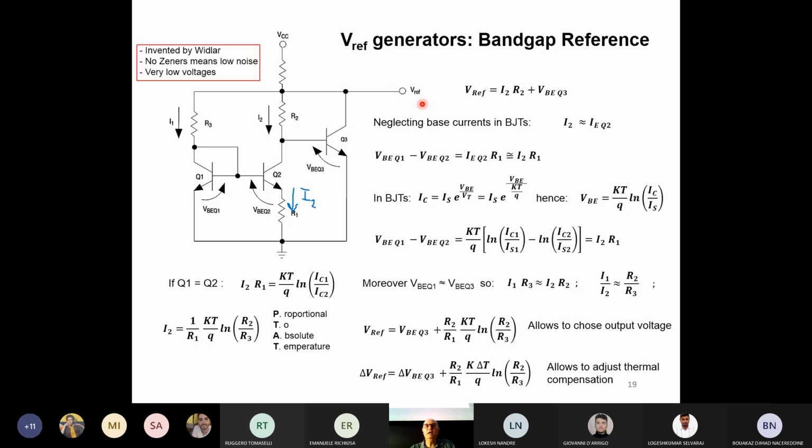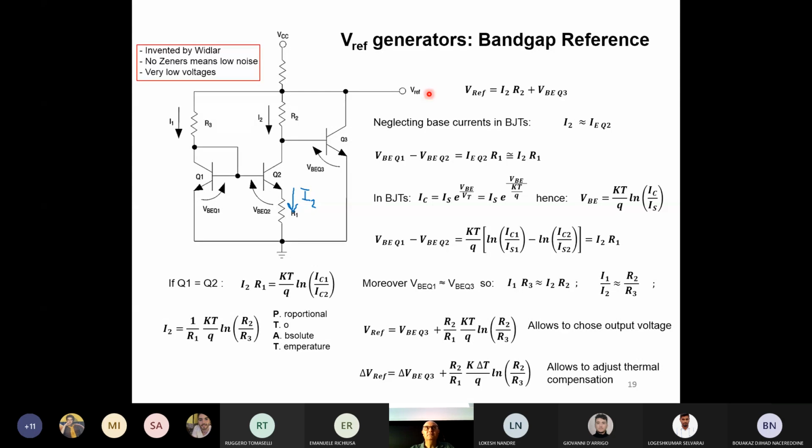Actually, the output current should come through this resistor, so we must be accurate. Usually, if you don't want any problem with the current, we just connect this circuit to a high impedance voltage buffer. So the circuit works with no output current.